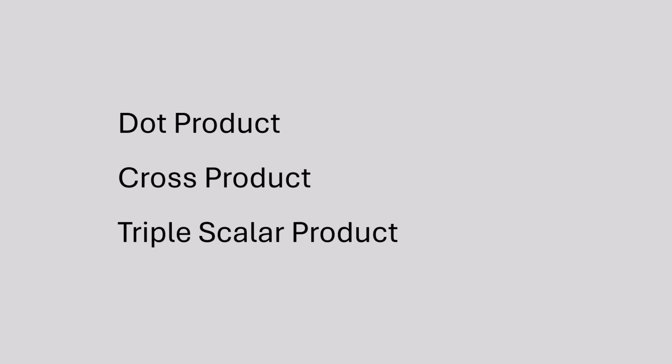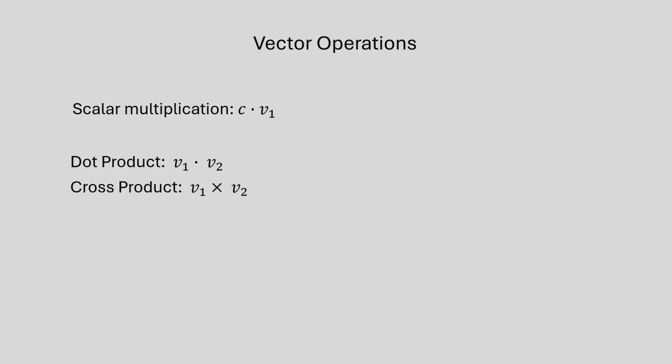In this video, we will go over the dot product, cross product, and triple scalar product. We'll see how to compute them and their geometric implications. In the previous video, we learned about scalar multiplication, which was a scalar times a vector. Now let's see how to multiply a vector by a vector. There are two different ways called the dot product and cross product.